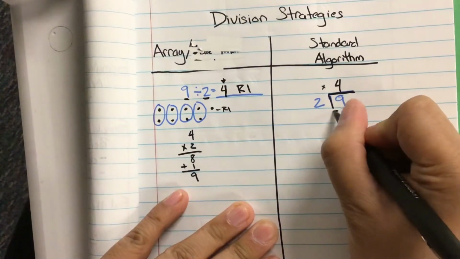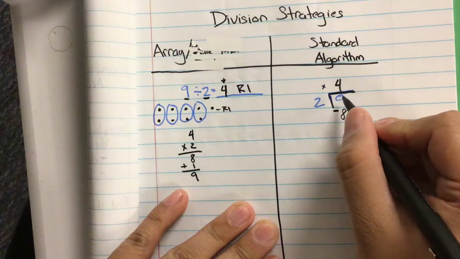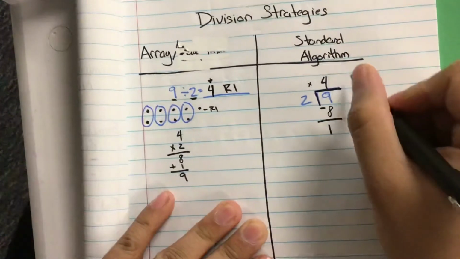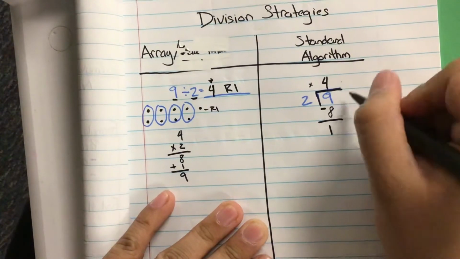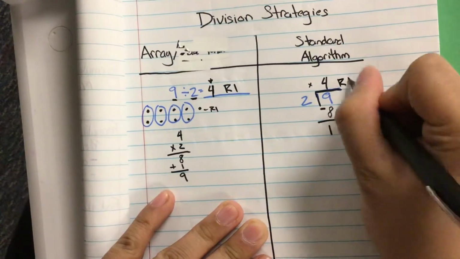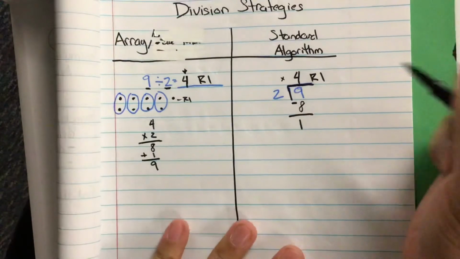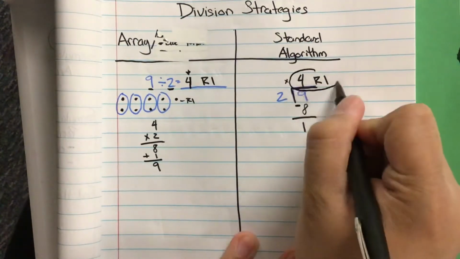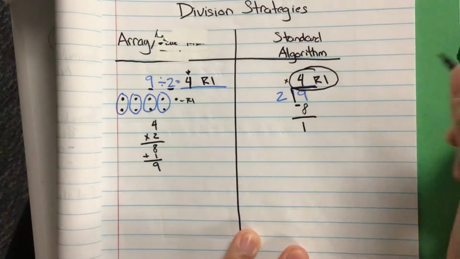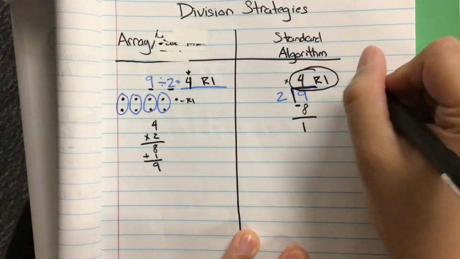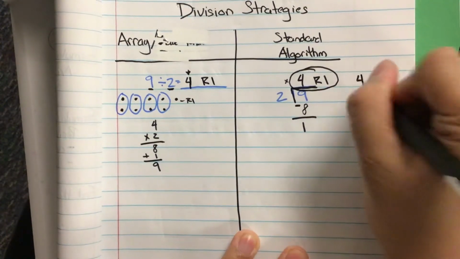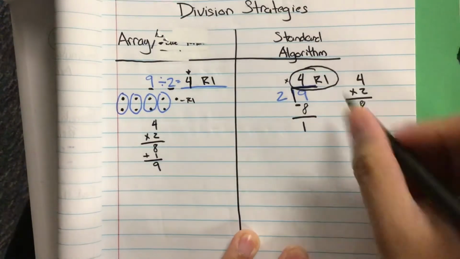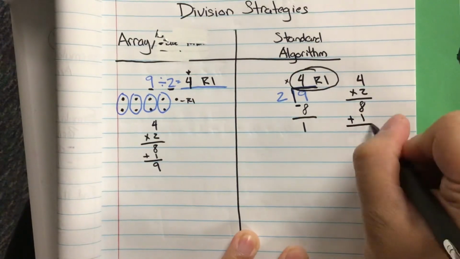And then we're going to subtract it. Okay, so 9 minus 8 equals 1. And then we don't have any more numbers, so our remainder is going to be 1. So our answer is 4 remainder 1. Okay, and we can always check it by multiplying the quotient, which is 4 times 2. That equals 8. And then we add back our remainder, and we have 9.